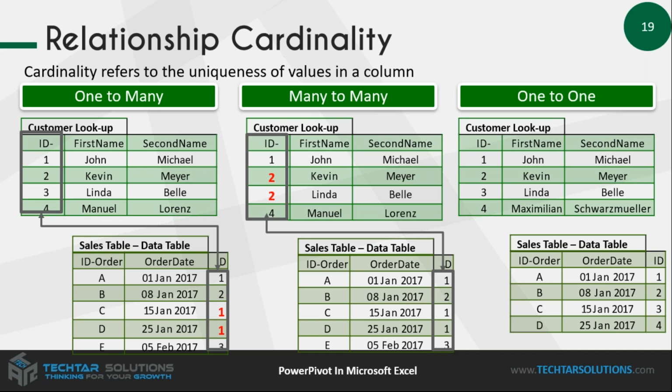So recap this: one-to-many, we have one primary key used multiple times in the data table as foreign key. Many-to-many, we have multiple primary keys in the lookup table used multiple times in the data table as foreign key. One-to-one, we have one primary key in the lookup table used once in the data table as foreign key. So this is known as relationship cardinality. Cardinality refers to the uniqueness of values in a column, right?